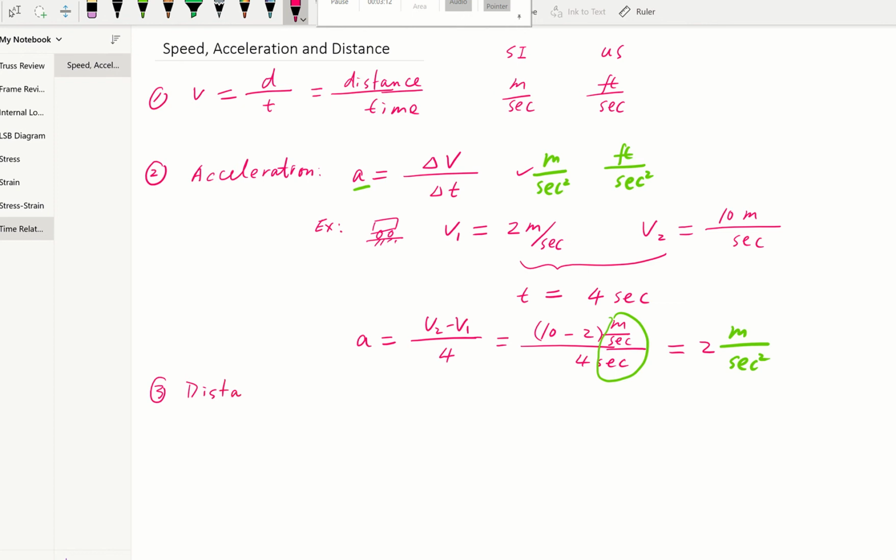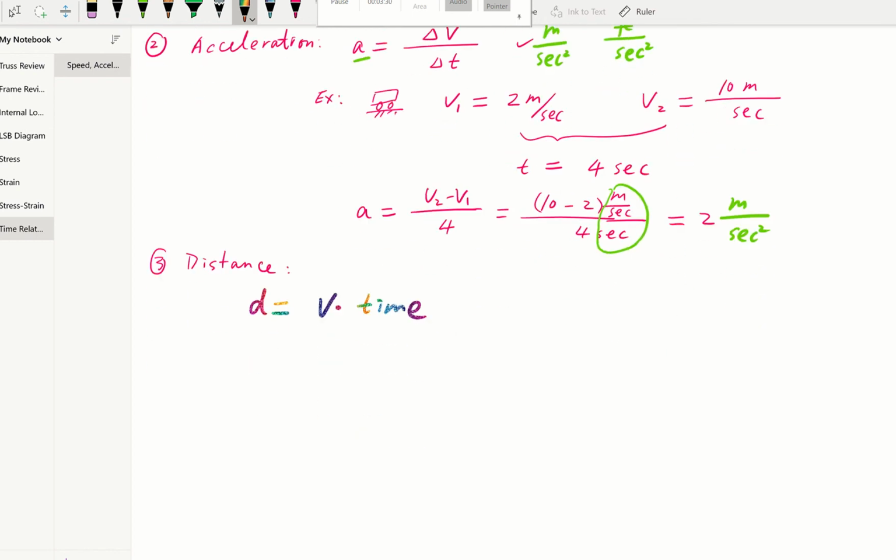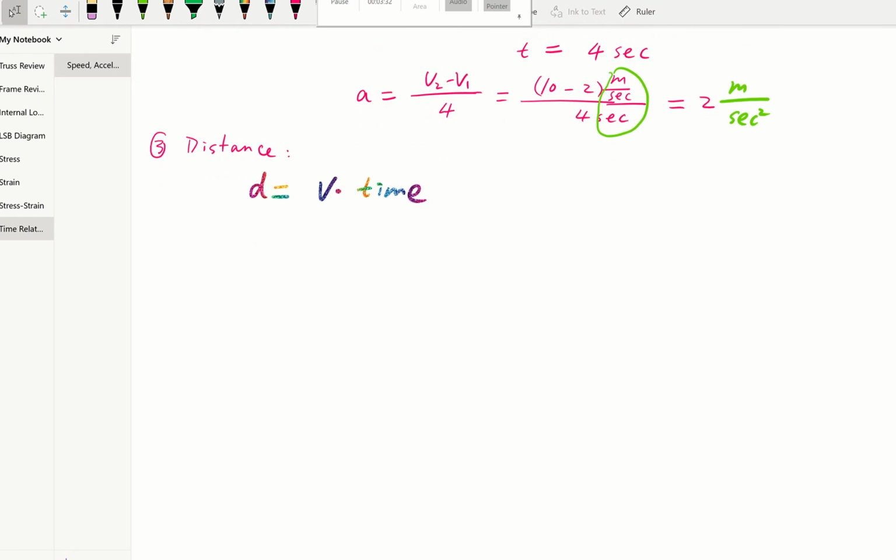Now let's look into distance. Well, distance is easy, right? Because you can go back to this equation here to look at the distance. So distance d is going to be equal to velocity times time. Okay. Now let's look at a quick example.